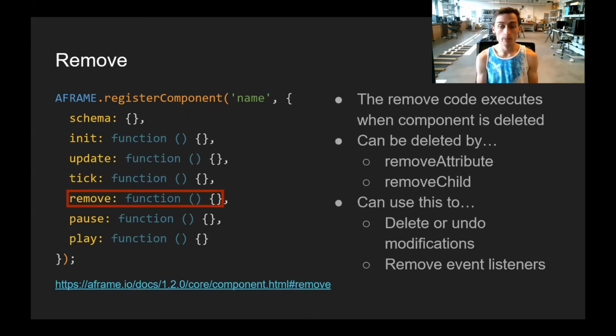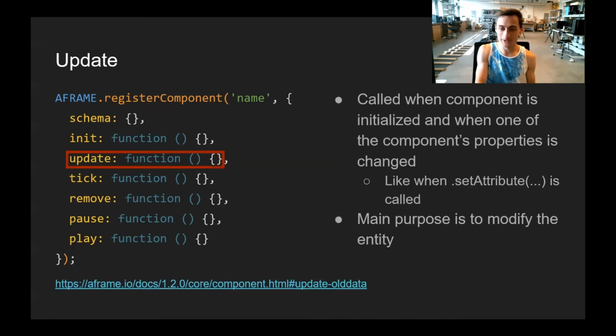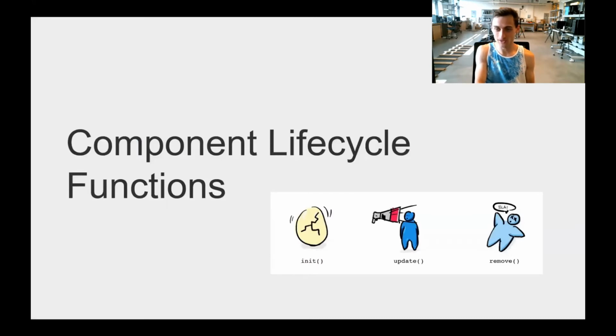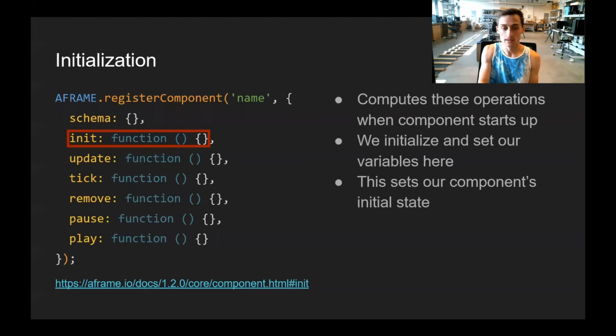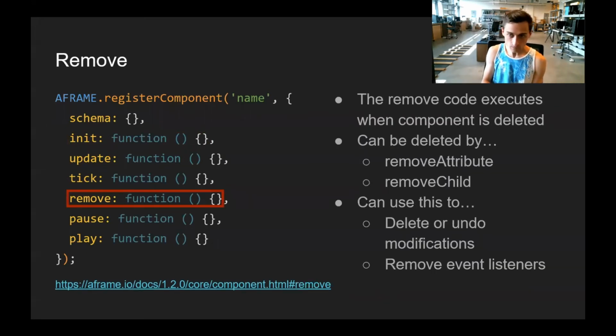All right, remove. So you might remember this from this first slide here. Remove is basically when the component dies, or the entity that the component is attached to dies. Again, it can be deleted by using remove attribute or remove child. These are just functions that you can use in A-Frame. And again, remove is interesting because you can use this to delete or undo any modifications that were made to the component before it was deleted.